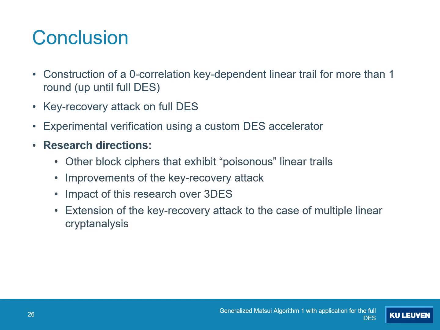Our work can be extended in different directions. For example, it will be interesting to identify other block ciphers that exhibit poisonous linear trails and revisit, if they exist, the linear attacks published against them. It also remains to be investigated if and how the key recovery attack can be improved in terms of both data and time complexity, and how it affects the security of the 3-DES cipher. Future research should also consider the extension of these attacks to the case of multiple linear cryptanalysis.